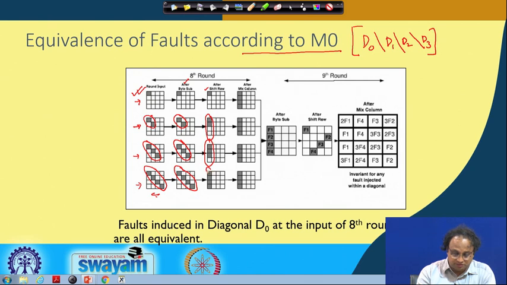So you see that the disturbance in all of them is restricted to the first diagonal. Okay, so one diagonal at the input of the 8th round is basically transformed into one column at the end of the 8th round. This is a property of the AES transformation.